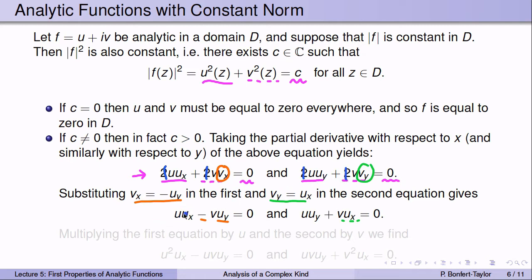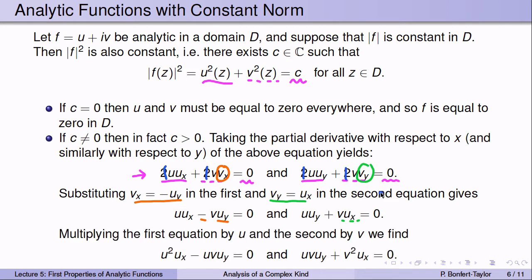What we end up with is uu_x minus vu_y is equal to 0, and uu_y plus vu_x is equal to 0. Now let's multiply the first equation on the left by u. Well, then u times u is u squared times u_x minus uvu_y is still equal to 0. And on the right, we multiply the second equation by the function v: uvu_y plus v squared u_x is equal to 0.